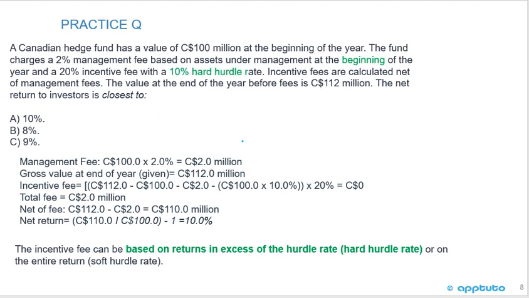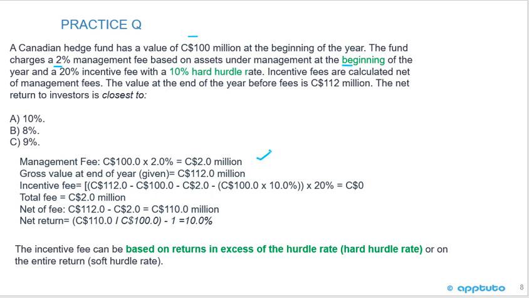Okay, so let's work our way through the question. I've highlighted here a few things in green that you need to pay attention to. The management fee is always easy to calculate. Always do that first. So you can see 100 million at the beginning of the year. The fund charges a 2% management fee based on the beginning. So you don't even need your calculator.